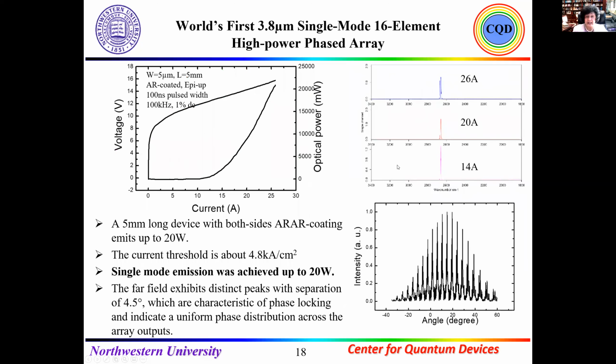And with the 16 element, that is again the world's first 3.8 micron single mode 16 element high power phase locked array. As we can see, a 5 millimeter long device with both side AR coating emits up to 20 watts, and the threshold current is about 4.8 kiloamperes for this wavelength. Single mode emission is obtained up to 20 watts, and the far field exhibits distinct peaks with a separation of 4.5 degrees, which is characteristic of phase locking and indicates uniform phase distribution across the array's output.